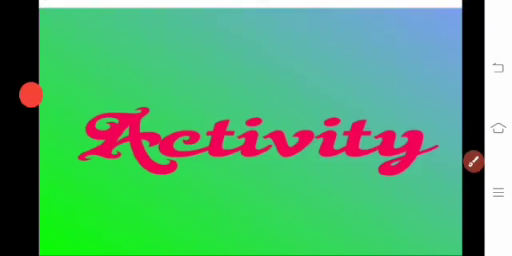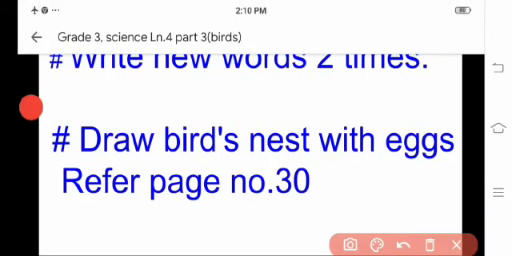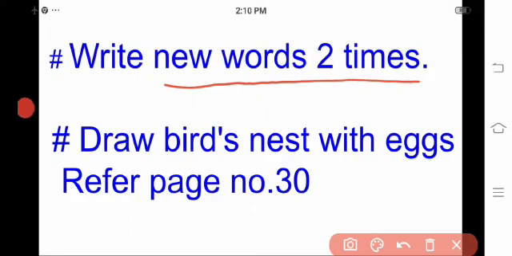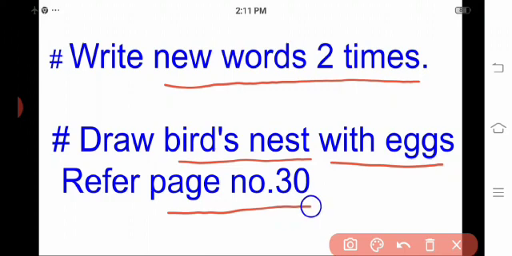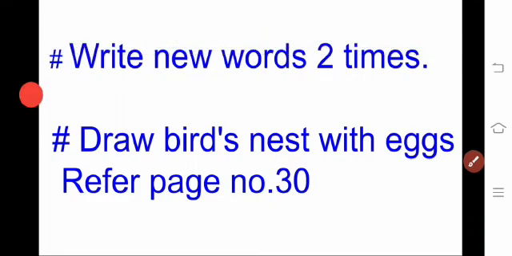Okay, let me move to our activity session. Today's activity is write new words 2 times. Draw a bird's nest with eggs. Refer to your textbook page number 30. Draw it and write it in your homework note neatly and send it to me.